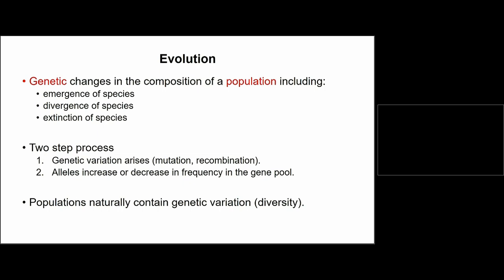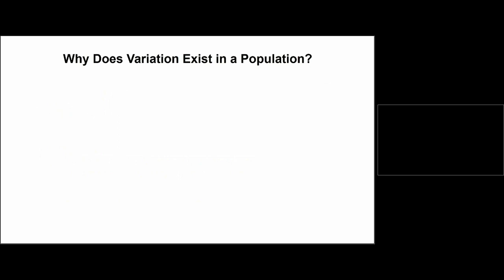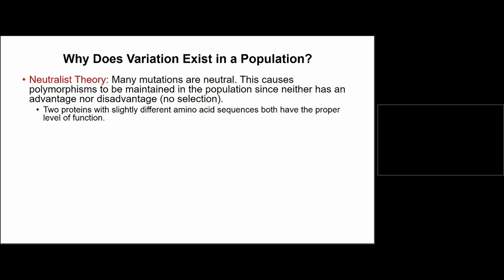So most all populations have come to a point where they have genetic diversity within that population. And scientists have often wondered, why is that? Why aren't all organisms in a population exactly the same, right? Have the exact same genotype? Why is there that diversity that exists in populations? Well, one theory is that it's just neutral, right?